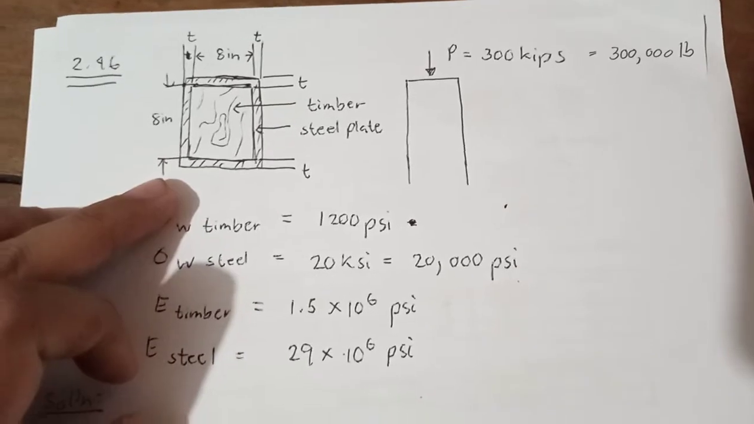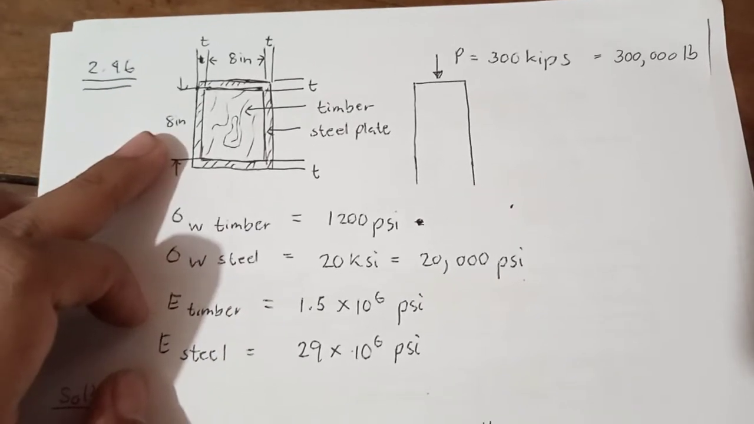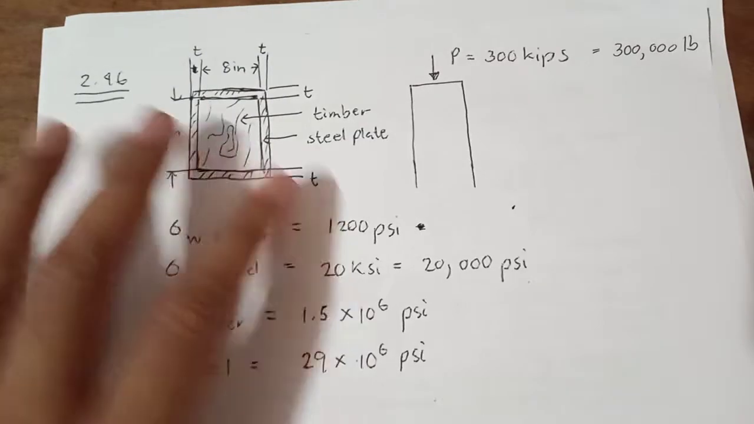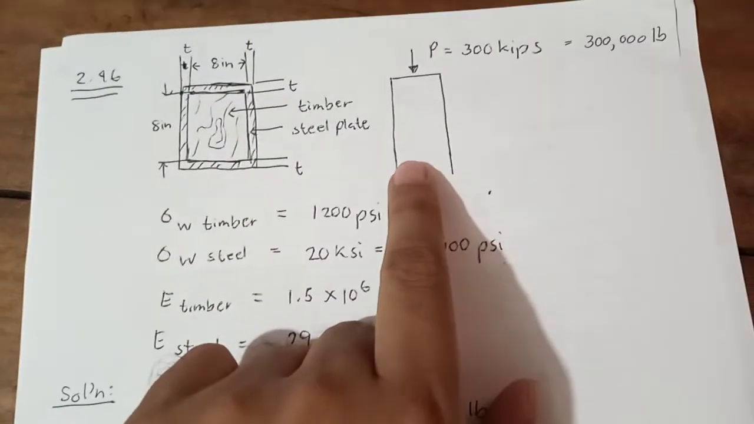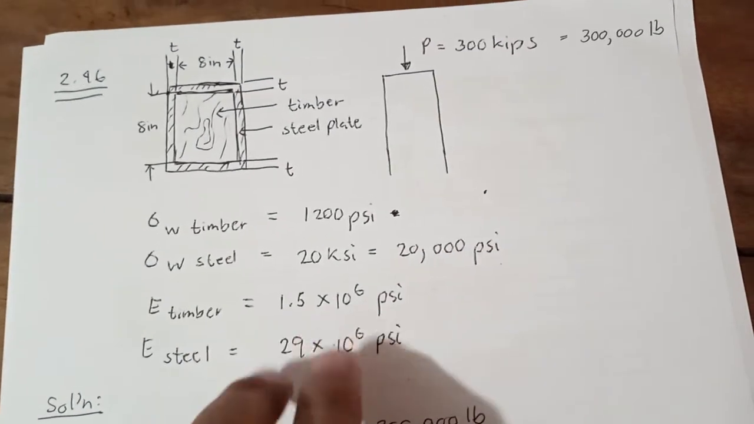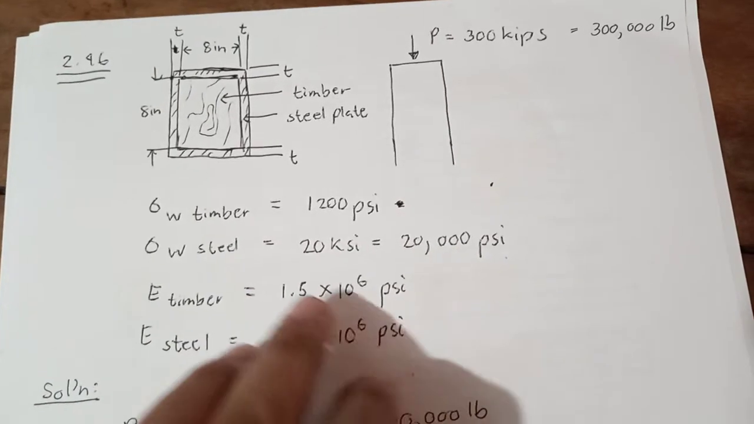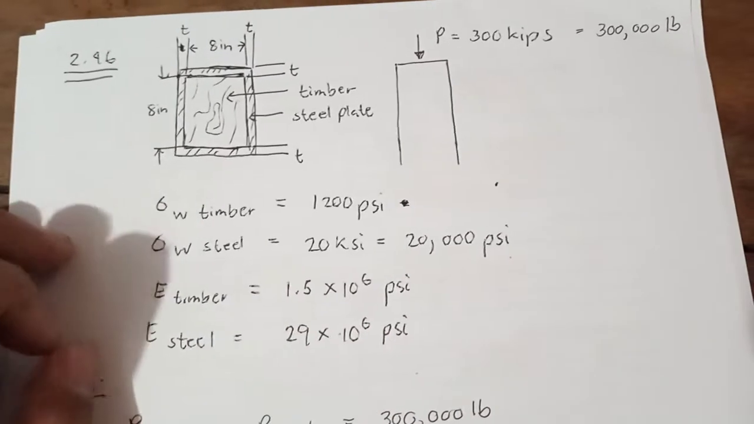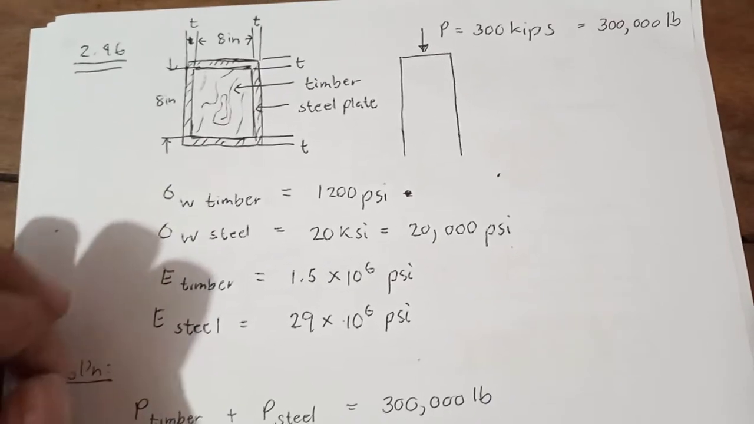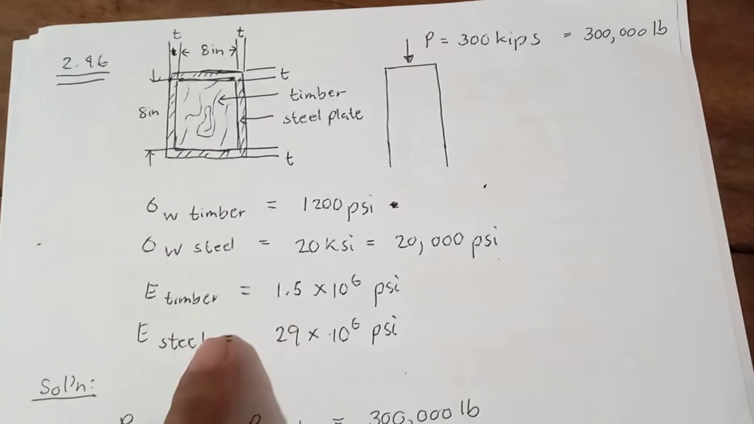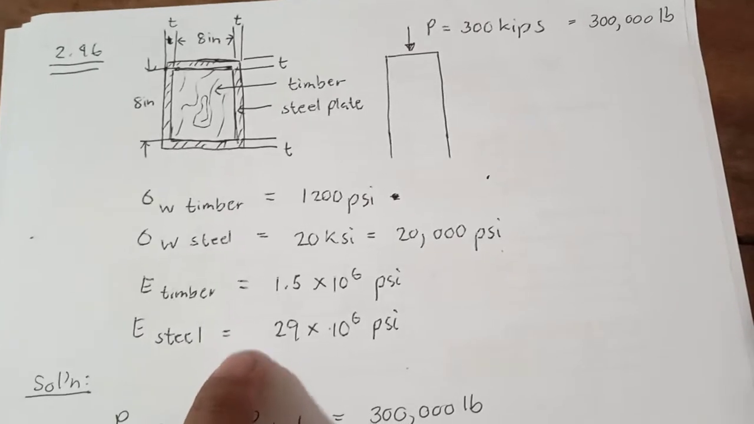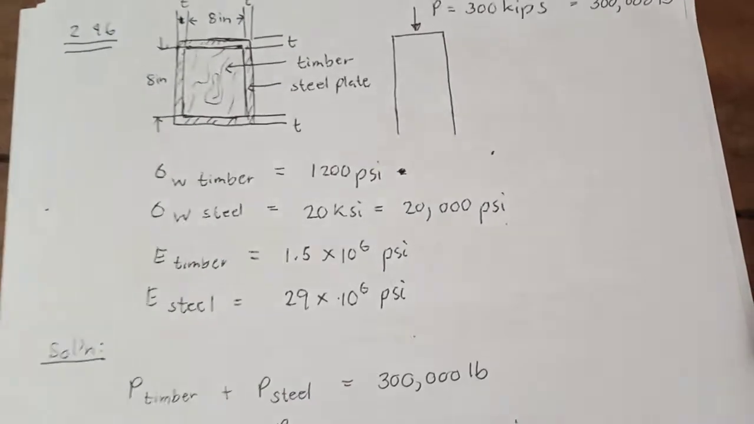It is a composite column which is composed of timber and steel plates. The steel plates are surrounding the timber column, so that's why it became composite. The axial load to be supported is 300 kips, or 300,000 pounds if converted into pounds. The given are that the working stress for timber is 1,200 psi. For steel, the working stress is 20 ksi or 20,000 psi. The moduli of elasticity are 1.5 times 10 to the 6 psi for timber and 29 times 10 to the 6 psi for steel.